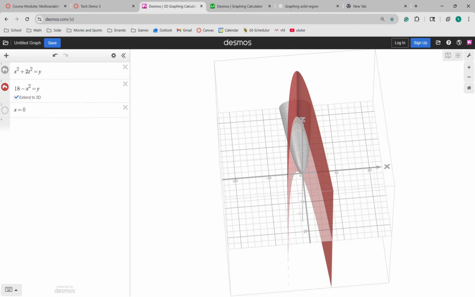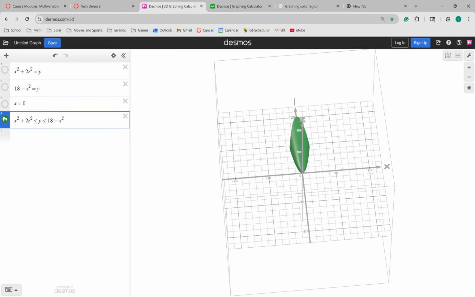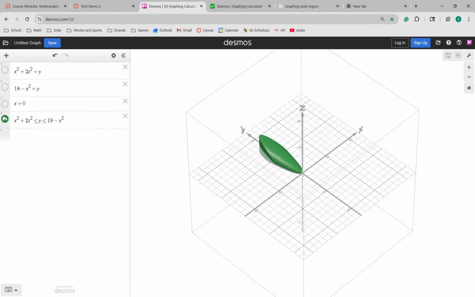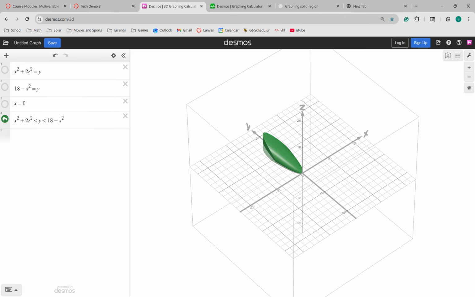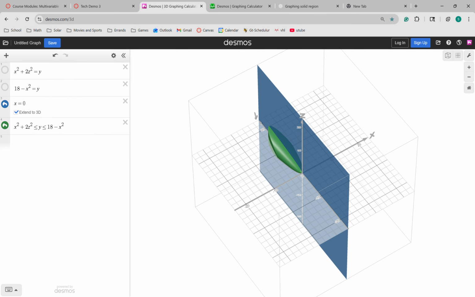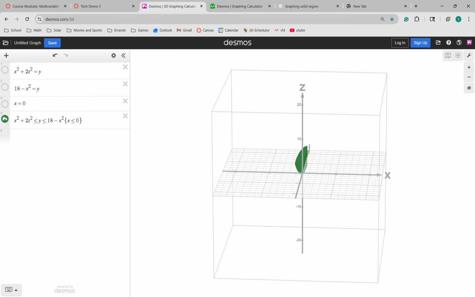The way we can graph this region between here is by setting an inequality. As you can see, this is the region bounded by the 2 earlier curves. Now we want to split this region in half, getting only the values of x which are negative. The way we can do this is by adding a constraint to our inequality. Now we have only the values of this region when the x values are negative.